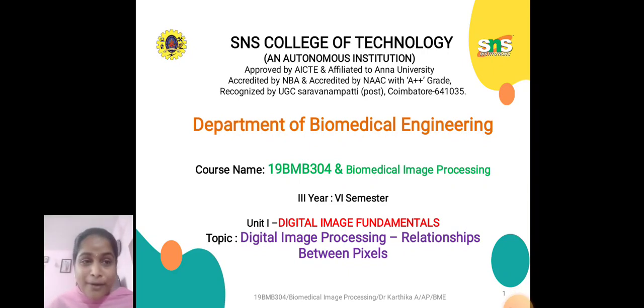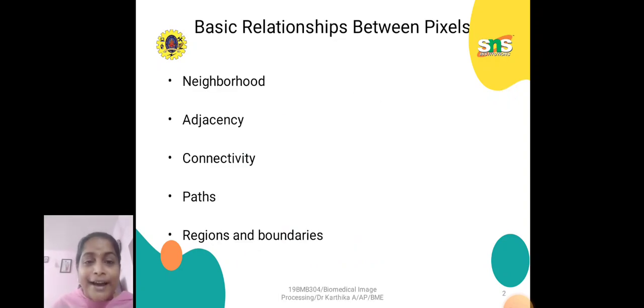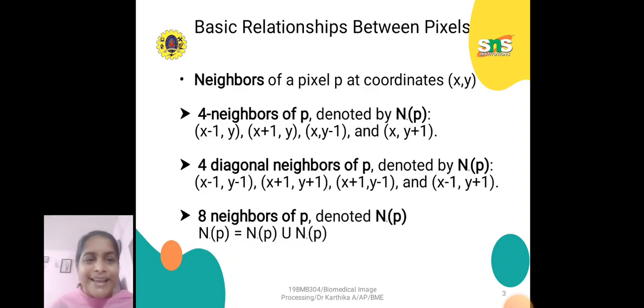Today we are going to discuss the relationship between pixels in digital image processing. Here, I have listed some basic relationships between pixels: neighborhood, adjacency, connectivity, paths, regions and boundaries. For the basic relationship between pixels, we have to consider neighbors and diagonal neighbors. In neighbors we have 4 and 8.